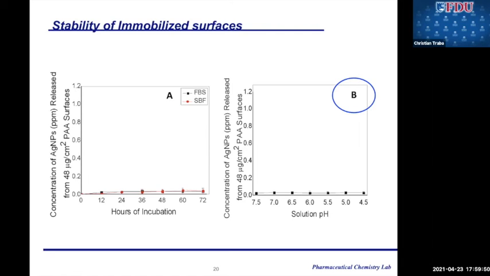Contrary to the work of others, our immobilized surfaces were stable when placed in this wide range of pH solutions for 72 hours. We can confidently say that less than 10% of silver nanoparticles were released from our surfaces into the supernatant. Therefore, we can say that there is a strong affinity between our surfaces and the silver nanoparticles.